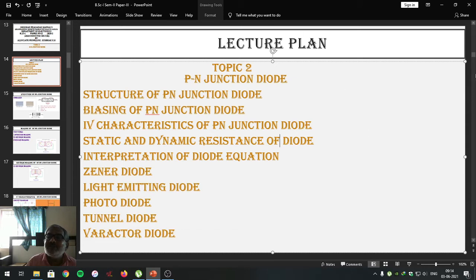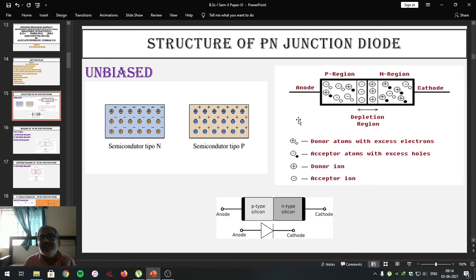Dear students, let me proceed further to study the structure of PN junction diode. Dear students, in the last 5 lectures, we studied the meaning of semiconductor, intrinsic and extrinsic semiconductor. In extrinsic semiconductor, we studied two types. One is P type of semiconductor and the second one is N type of semiconductor.